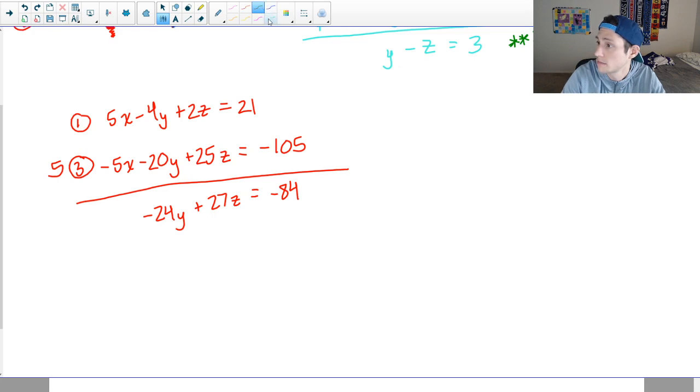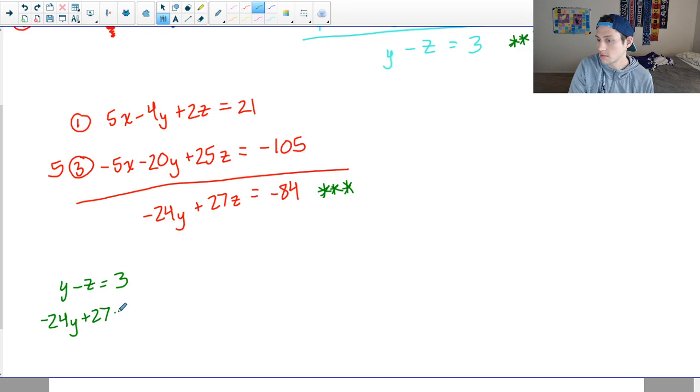And again, I'm going to star this equation because I know it's important. That's what I need to use. So I'll take both my starred equations and I'm just going to copy them down again. My first one was y minus z equals 3. And my second one, a bit more complicated, is this one.